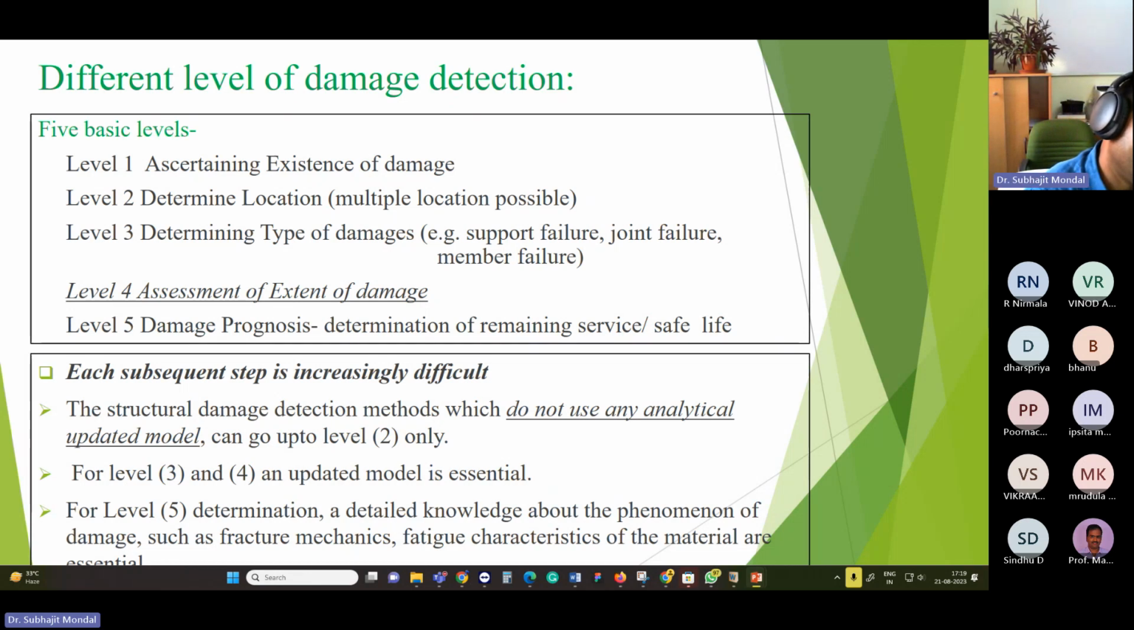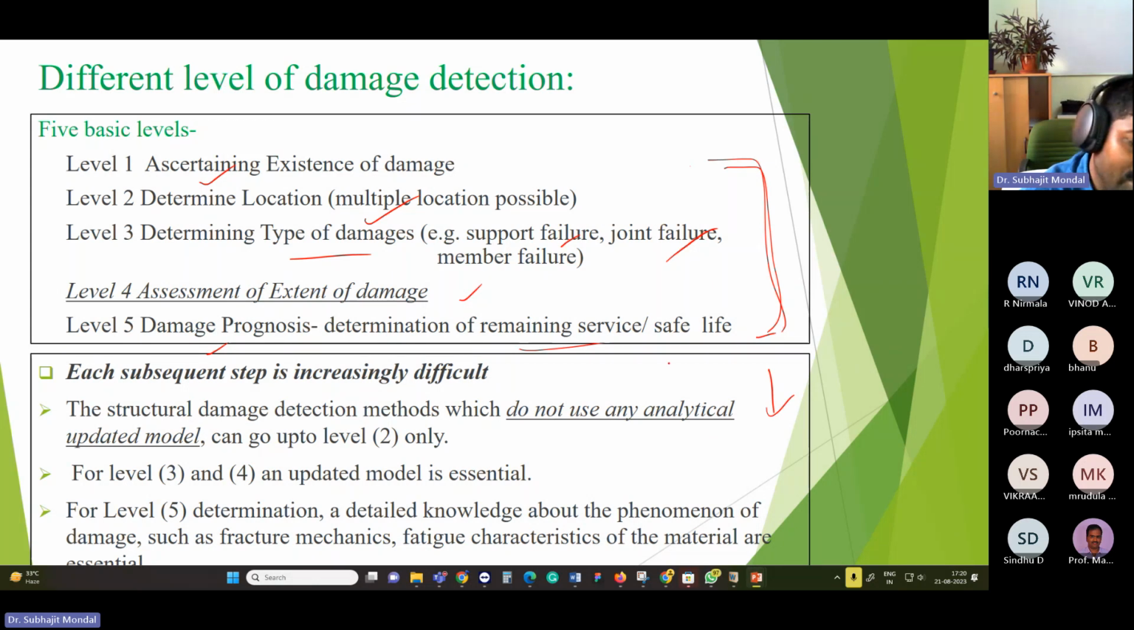Now depending on the severity, the damage identification method is basically classified into 5 levels, all of which I have discussed. Ascertaining the existence of damage comes as level 1, determining the location comes as level 2, and in level 3, the type of damage, whether support failure, joint failure, or member failure. Fourth is the assessment of the extent of damage, and fifth is the prognosis, basically determining the service life of the structure. Here you can see that at each step the difficulty level is increasing.